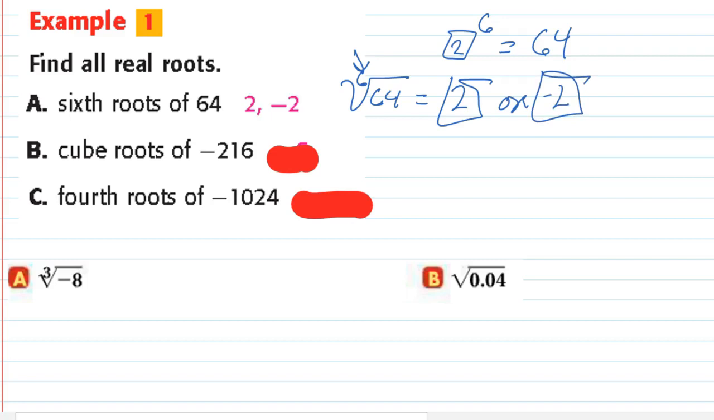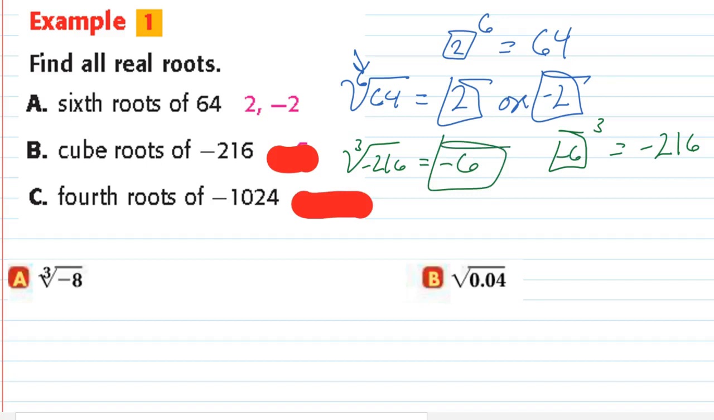Next, cube root of negative 216. We'd write that as the cube root of negative 216. Because it's odd, a negative is okay. So you're asking yourself, what number to the power of 3 is equal to negative 216? Well, negative 6 cubed, meaning negative 6 times negative 6 times negative 6, is negative 216. So that would be our answer. Because it's an odd index, then I only have one answer.